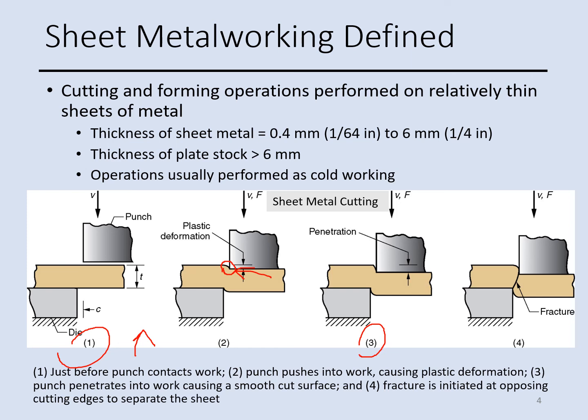And the thickness of the sheet metal, as I said before, varies between 0.4 millimeter up to 6 millimeter, and the operation normally is done at a low temperature. When I say low temperature, it means room temperature, like 25 degrees Celsius, or about 75 degrees Fahrenheit.